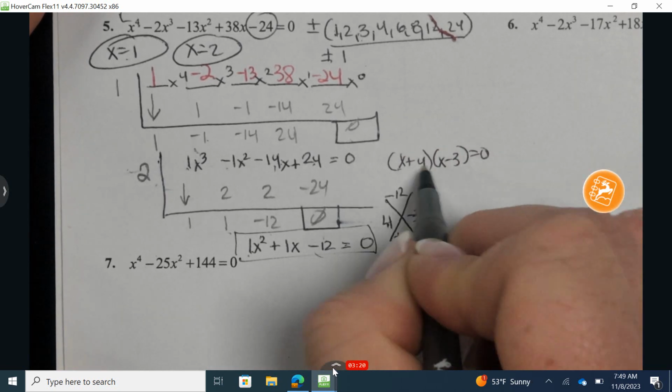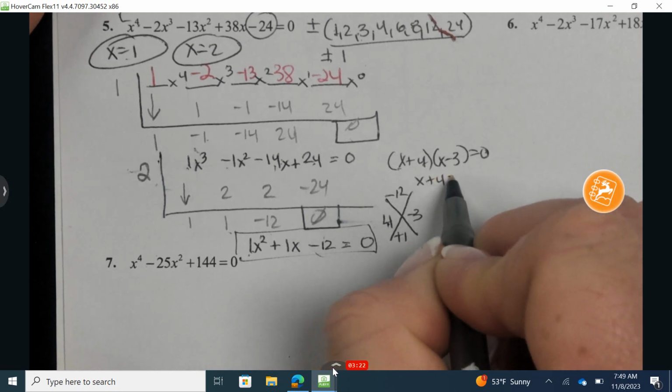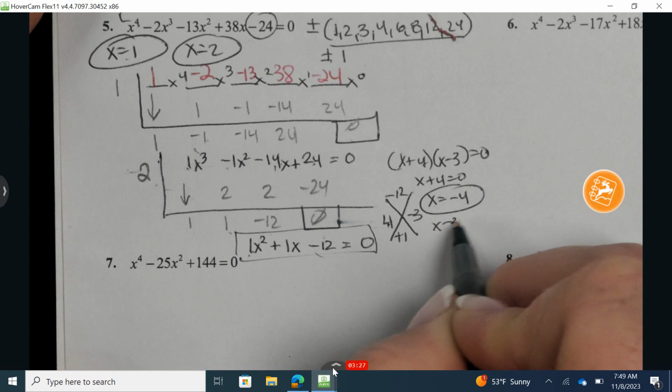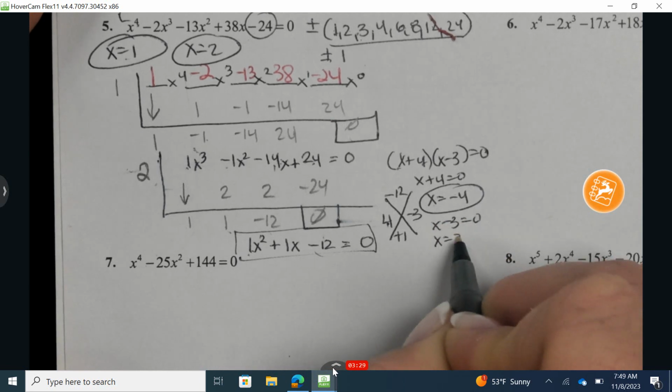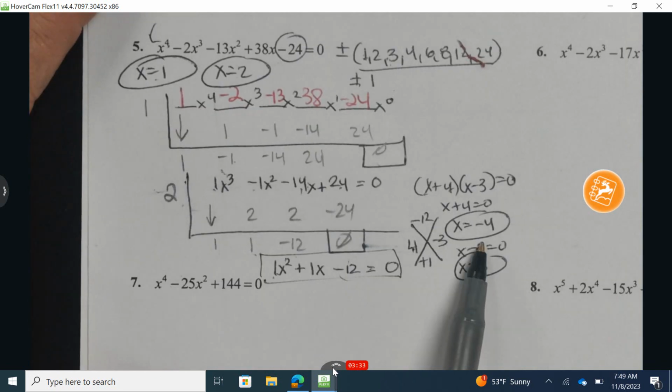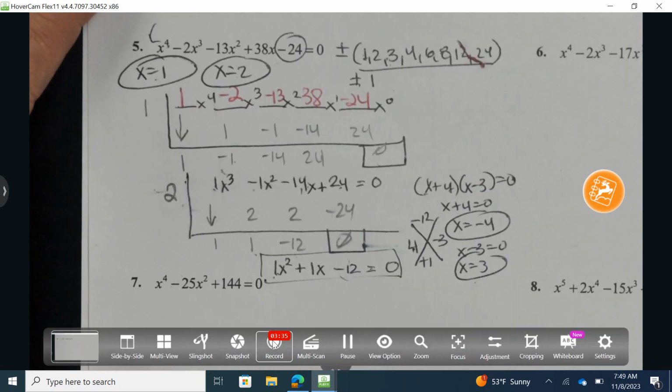Set each of these factors equal to 0 and solve. Another answer, when I move 4 to the opposite side, is negative 4. And when I move 3 to the opposite side, I get positive 3. So I have 4 answers: 1, 2, 3, and negative 4.